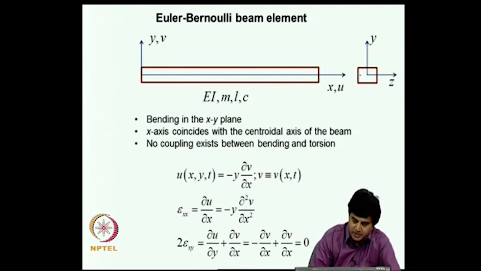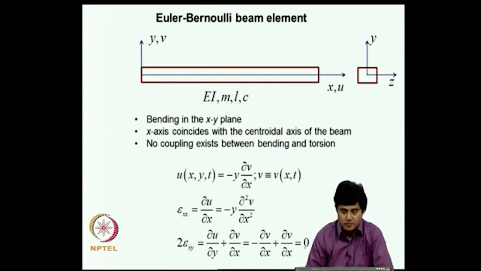If we now follow the tenets of the Euler-Bernoulli beam hypothesis, u of x, y comma t is given by this, because plane sections which are normal to the neutral axis before bending remain plane and normal to the neutral axis after bending. If you use that assumption, we can write displacement like this. Now, v is a function of x comma t. From this I can get strains. This is the normal strain, and the shear strain turns out to be 0 in this model.